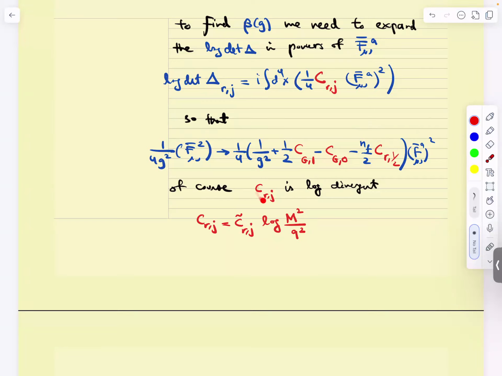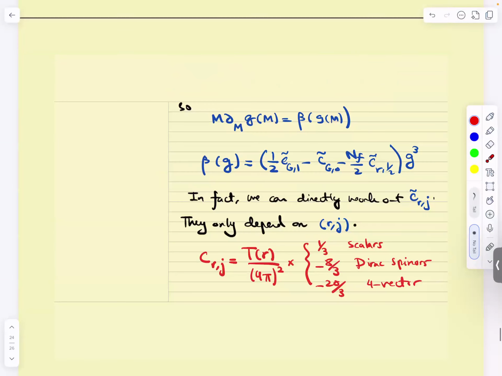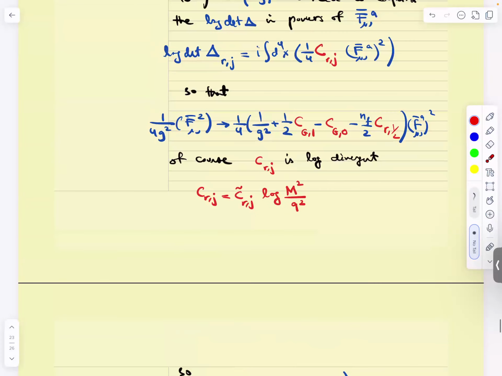Now, of course, C_R,J is going to be log divergent. We're isolating the log divergent terms. Therefore, structurally, they look like log of M squared over Q squared. This is what it will structurally look like. So if you want to compute the beta function, what you need to do is take M d/dM of g of M. We calculate just g of M. g of M would be this, right?